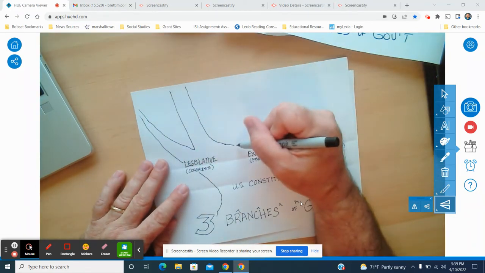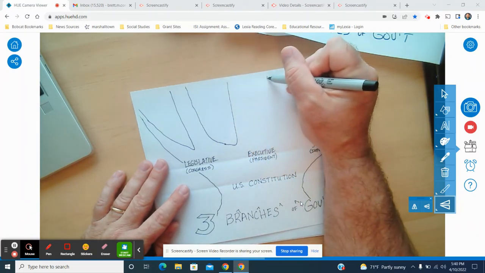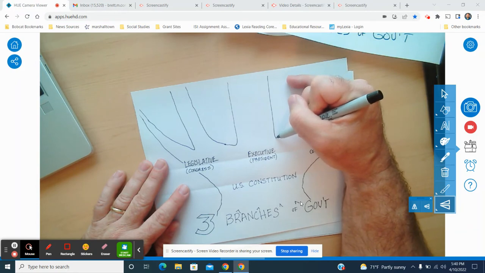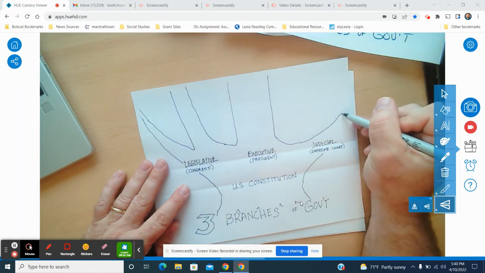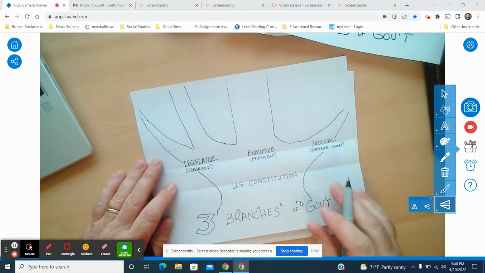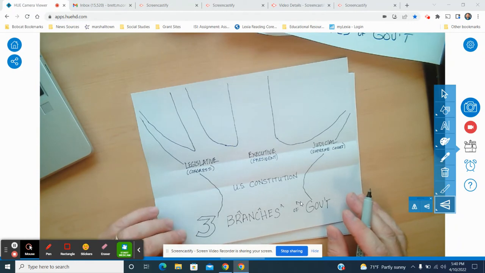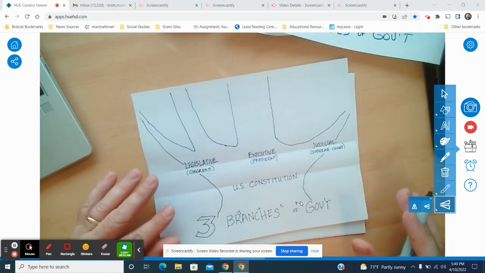Okay. And over here, we're going to make the executive branch one big branch. And over here, our judicial branch is one branch. Okay, so we got that all squared away. And so we're going to start over here by labeling our tree. And it doesn't really look like a tree that well yet.